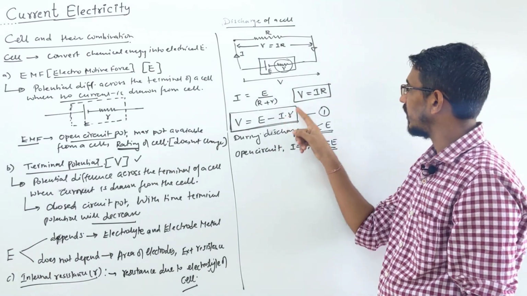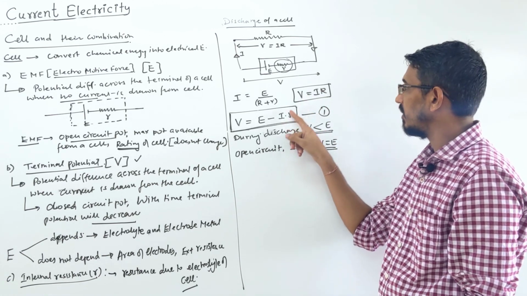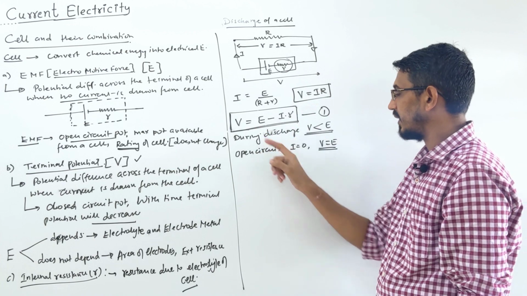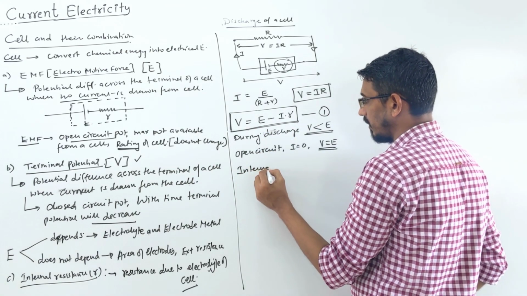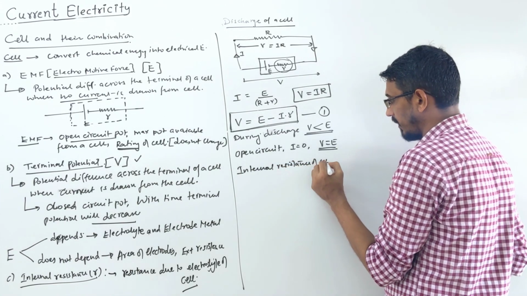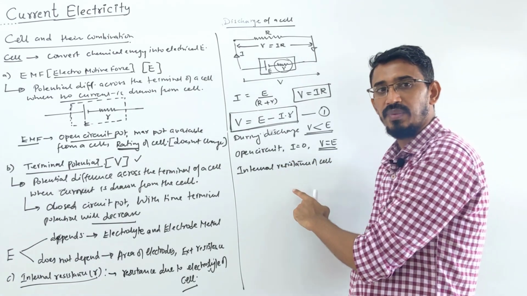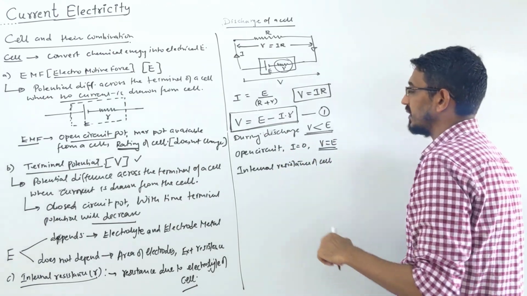I don't know I, so instead of I, I am putting the value V by R here, and rearranging this. Then I will calculate the internal resistance of the cell. This formula is very important, and it will come again when I teach you the potentiometer tomorrow, in the next lecture. So watch carefully.